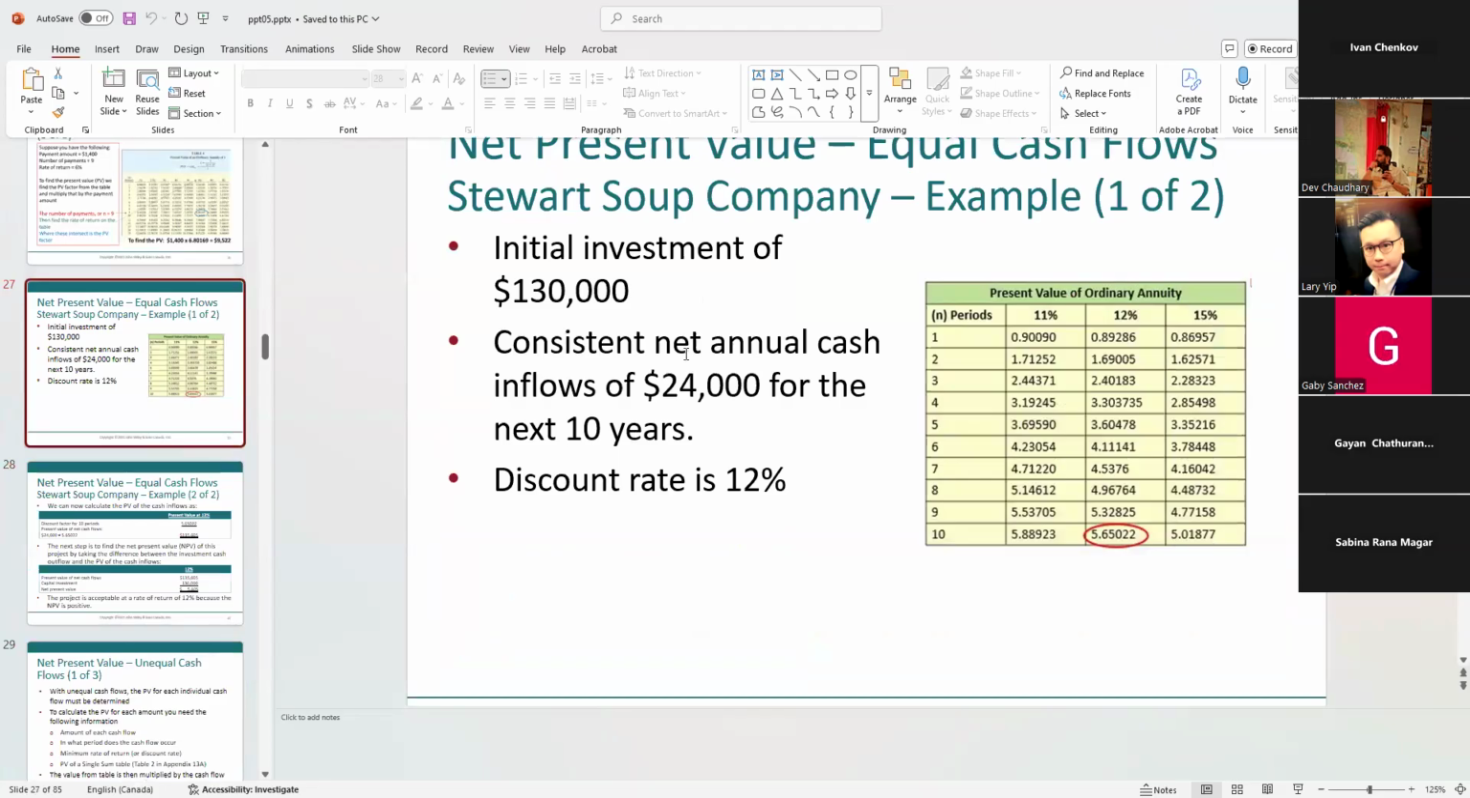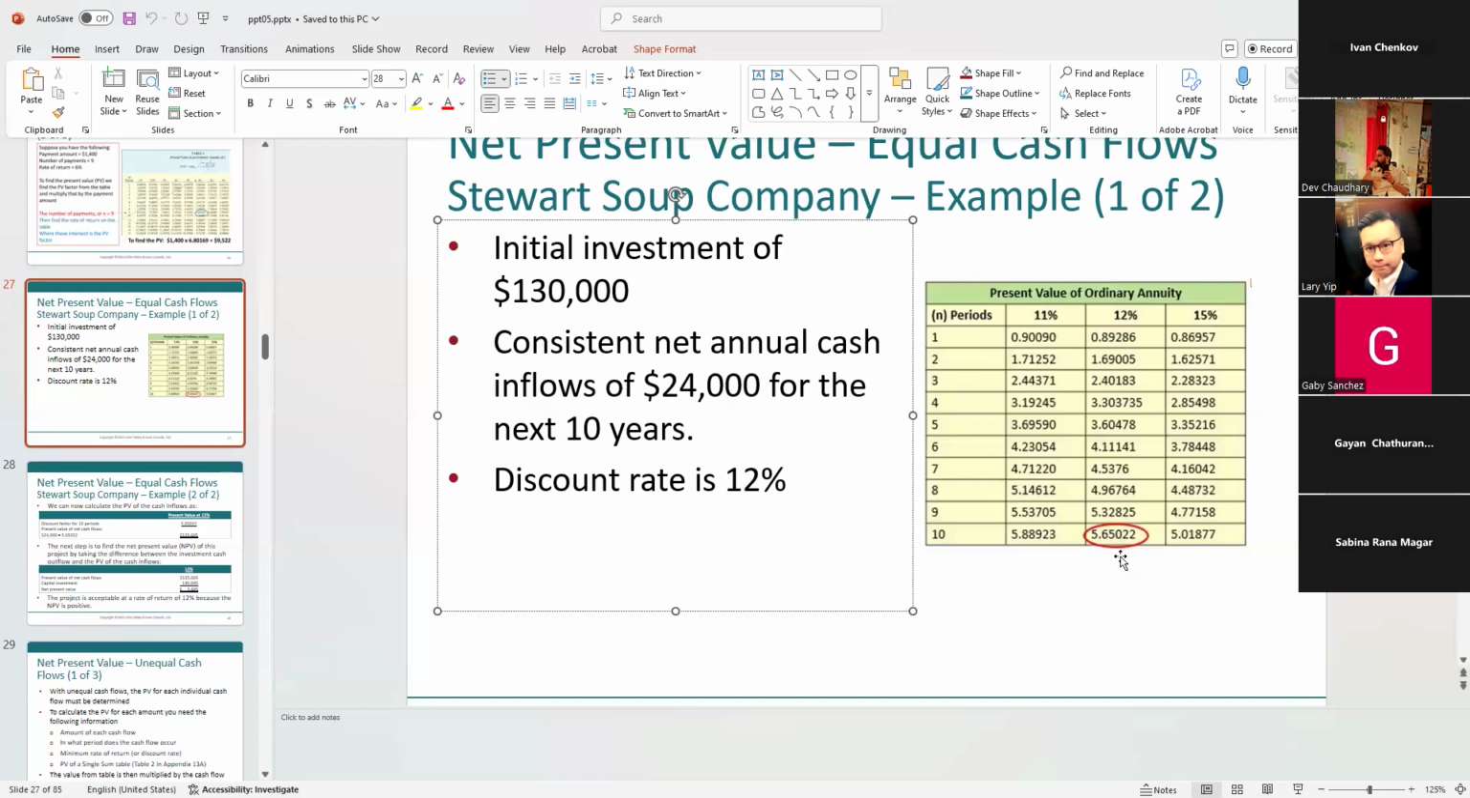So let's see this one example. Let's take the example here. In our initial investment, as you remember, is $130,000. We get $24,000 equal cash every single year, put over 10 years, discounted at 12%. Now the question is, what's the value of those 24,000 every single year after year for the next 10 years, discounted at 12% today? How much is the present value?